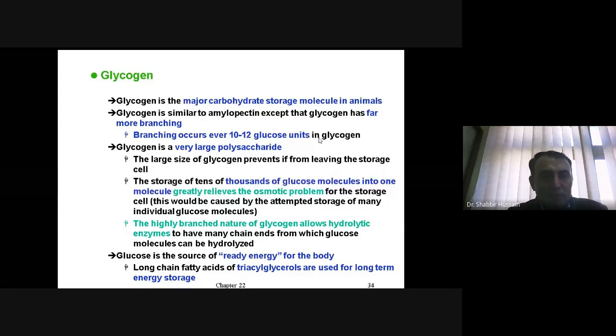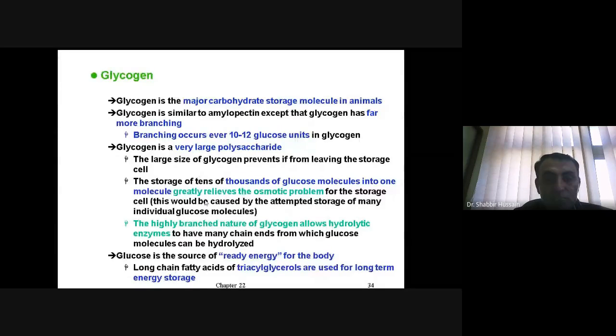Glycogen is a very large polysaccharide. Why is it so large? Why does it need to be large? The large size of glycogen prevents it from leaving the storage cells, right? The storage of tens of thousands of glucose molecules in one molecule. एक ही molecule के अंदर इतने tens of thousands of glucose molecule के units एक glycogen के molecule के अंदर होते हैं, ठीक है? The storage of tens of thousands of glucose molecules in one molecule greatly relieves the osmotic problem.